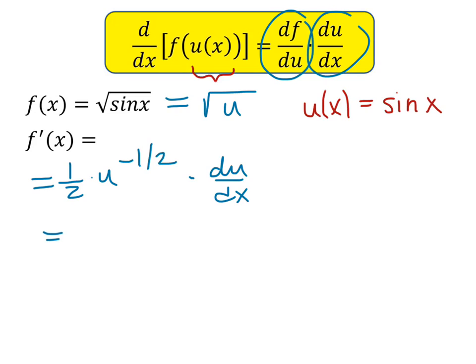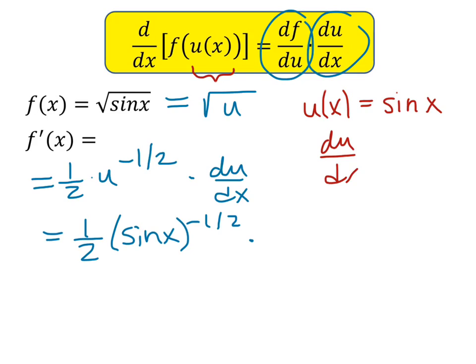So let's substitute here what the u is. u of x equals sine x. So this form becomes 1/2 times sine x, to make it go back in terms of x, to the negative 1/2, multiplied by du dx. So let's go back to u. If u of x is sine x, the derivative of u with respect to x is equal to cosine x. So what we need to do here is multiply by cosine x. This brings us all in terms of x again.